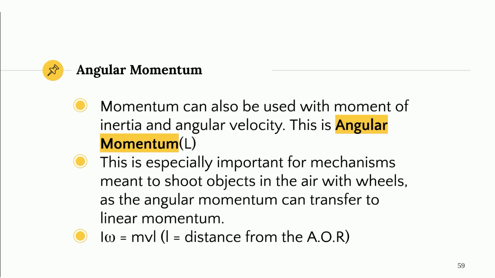Moment of inertia times the angular velocity, which is the angular momentum formula, just like mass times velocity, equals mass times velocity times L. And L is the distance from the axis of rotation, not angle of rotation. So L is similar to what the radius would be in a torque formula. In this case, we can transfer the momentum of an angular moving object, like a wheel, to a linear object.